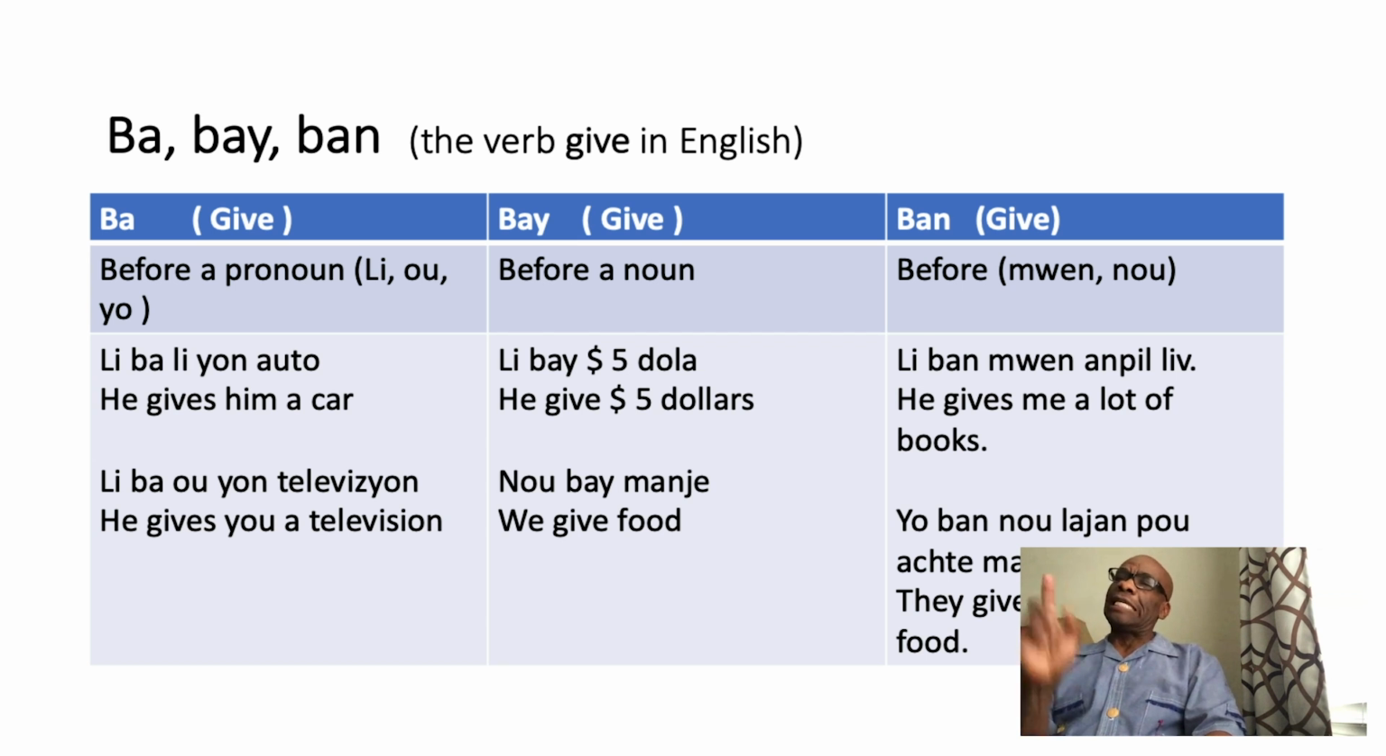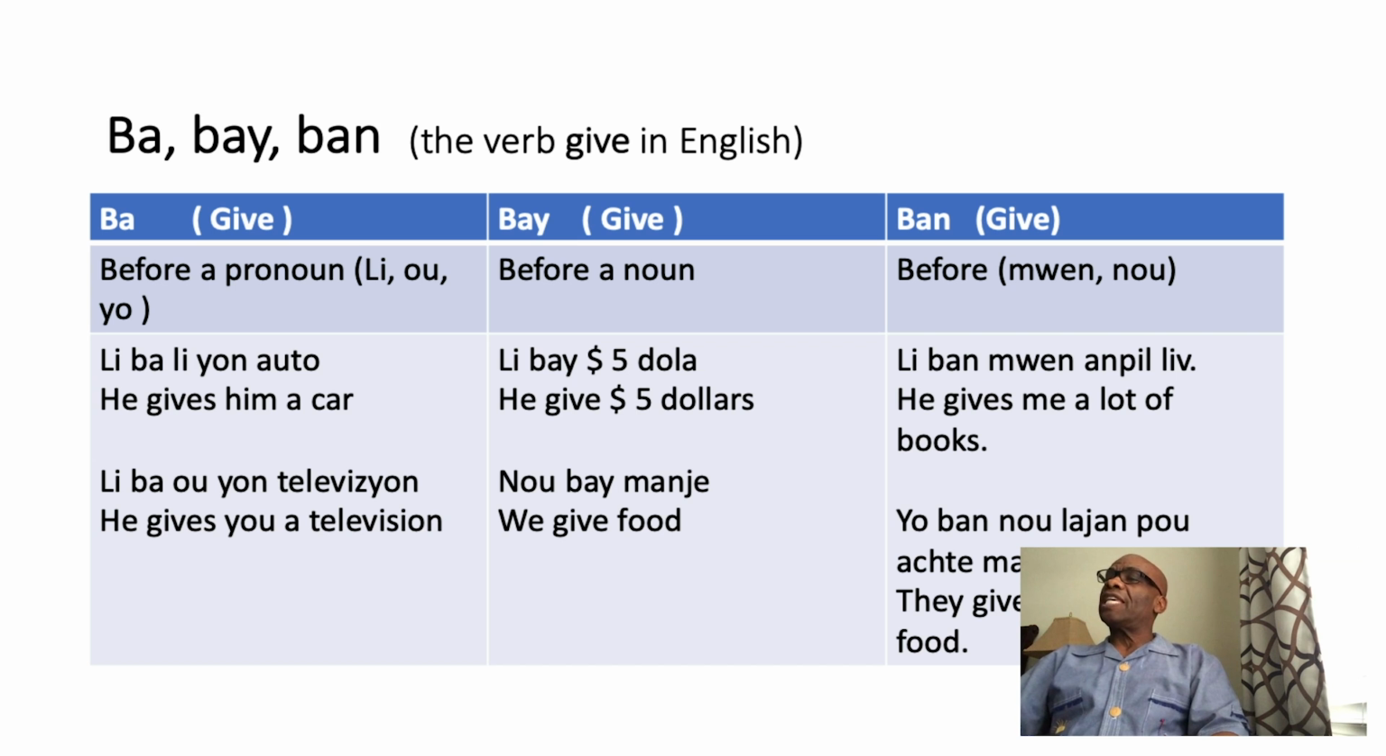It depends where it is in the sentence, or what it is in front of. For example, ba means give, but it's before a pronoun like li, ou, yo. For example, he gives him a car. Li ba li yon auto. Remember, li is a personal pronoun. So, li ba li auto. He gives him a car. Li ba ou yon television. He gives you a television.